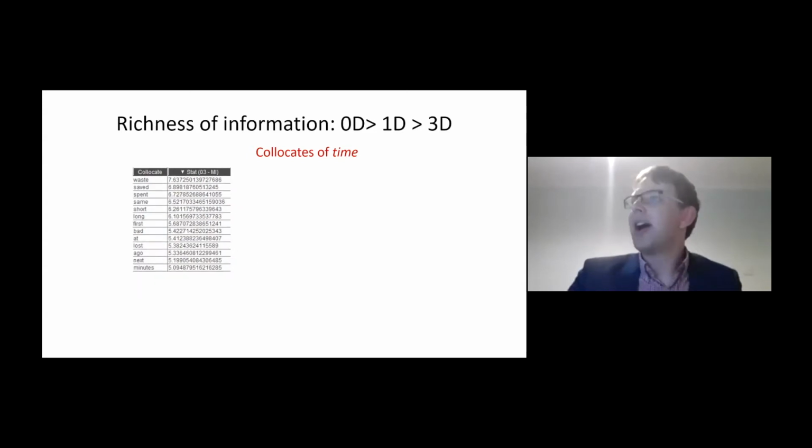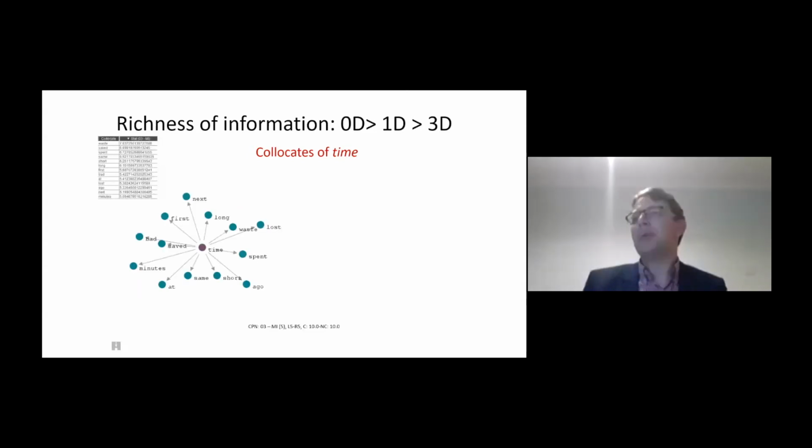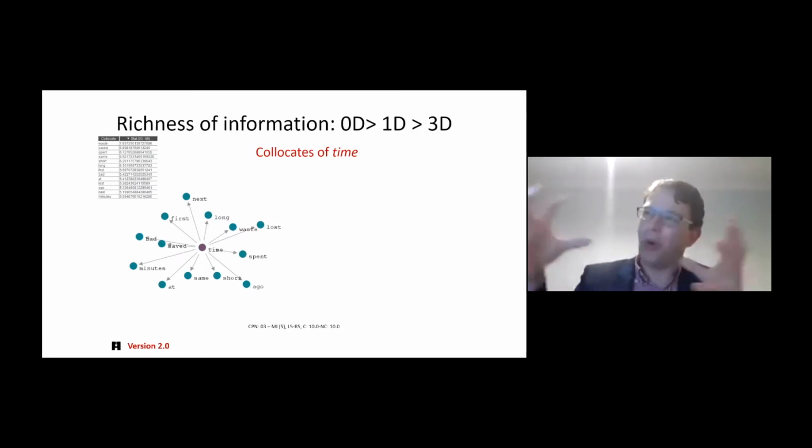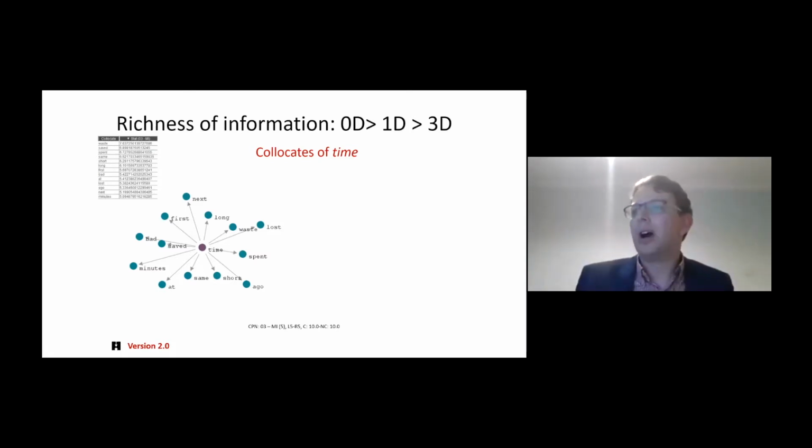So here's our initial graph in an early version of LancsBox version 2, where we have the node, the search term, time, in the middle, and we have the collocates around it. The arrows, the edges of the graph, represent the strength of the collocation. The shorter the arrow, the stronger the collocation. Imagine the word time being a magnet attracting the collocates towards the center of the graph. And the collocates around it are the most important ones. So you can immediately spot the strength of the collocation. However, in this version, that's the only dimension that is displayed in the graph.